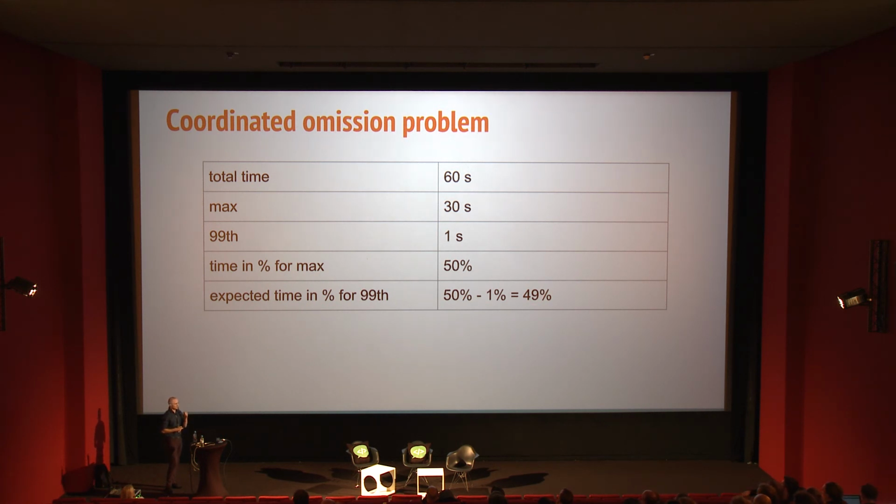So the 99th percentile should take at least 49% of total time, which is 29 point something seconds. And of course, this is a fake percentile and this is a real one. Easy, right? Or do you have some questions?